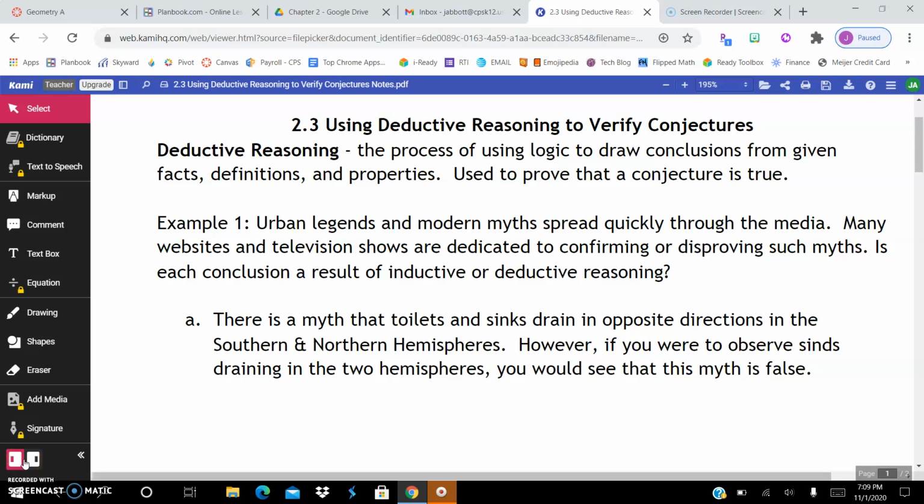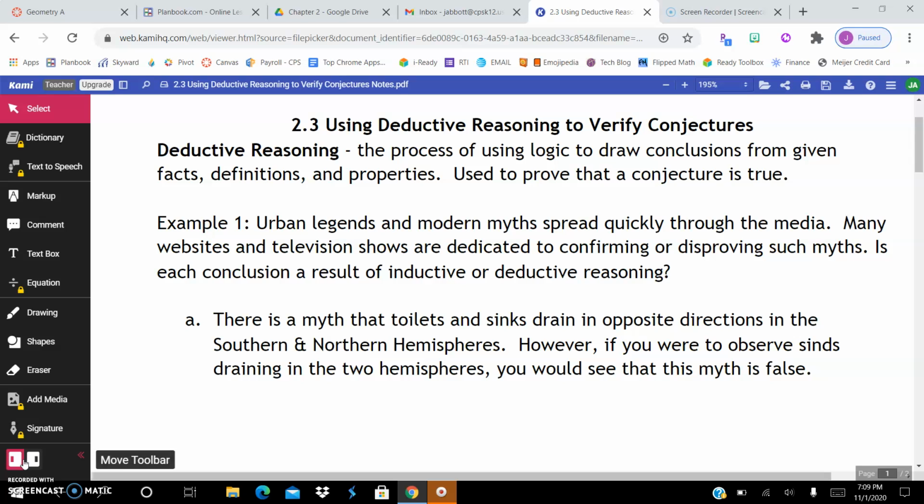For section 2.3, we are using deductive reasoning to verify conjectures. So deductive reasoning is the process of using logic to draw conclusions from given facts, definitions, and properties. We use this to prove that a conjecture is true.